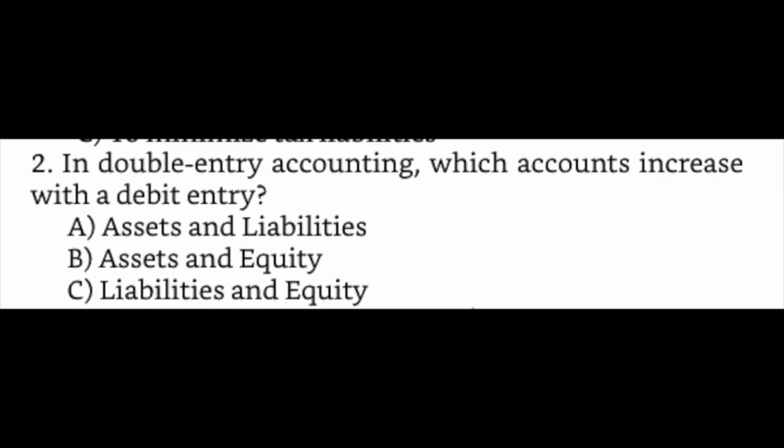Let's do another one. In double entry accounting, which accounts increase with a debit balance? A, assets and liabilities. B, assets and equity. C, liabilities and equity. The answer is B, assets and equity.